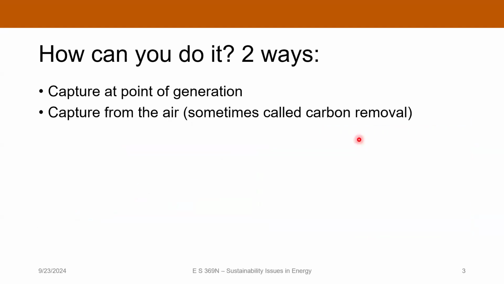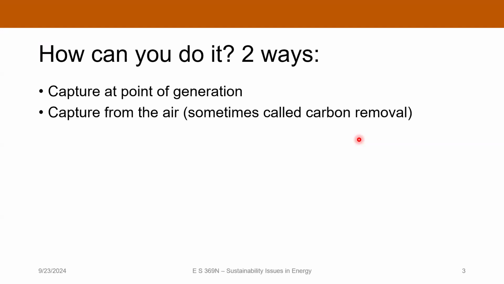All right, so there's two basic methods of doing this. One of them is to capture the CO2 at its point of generation. This is often referred to as point source carbon capture. And this would be things like installing some type of an amine-based scrubber on the smokestack from a power plant, okay? And we'll talk about ways of doing that.